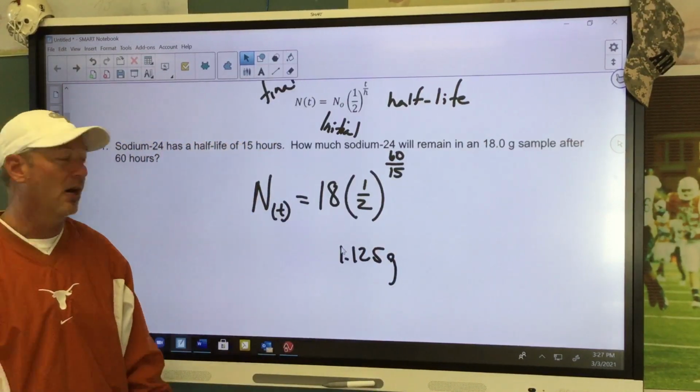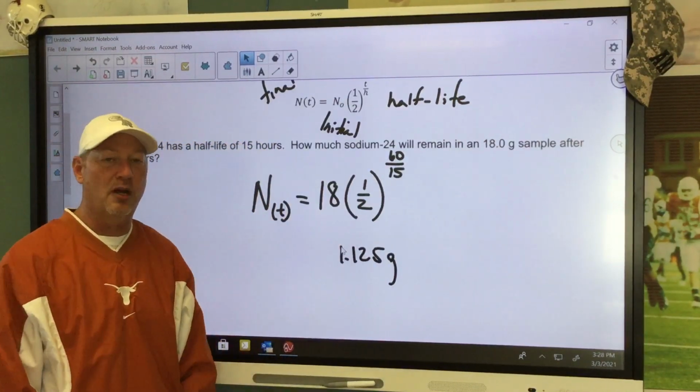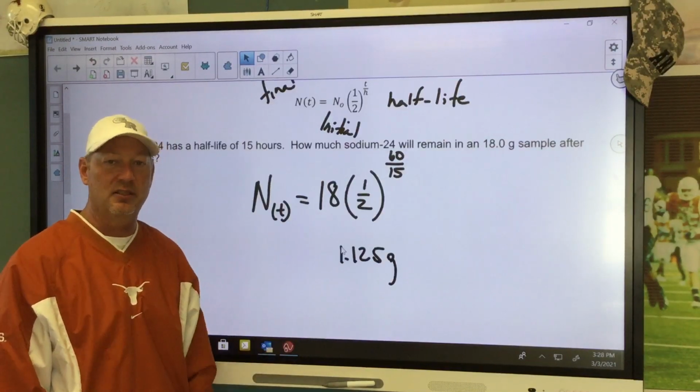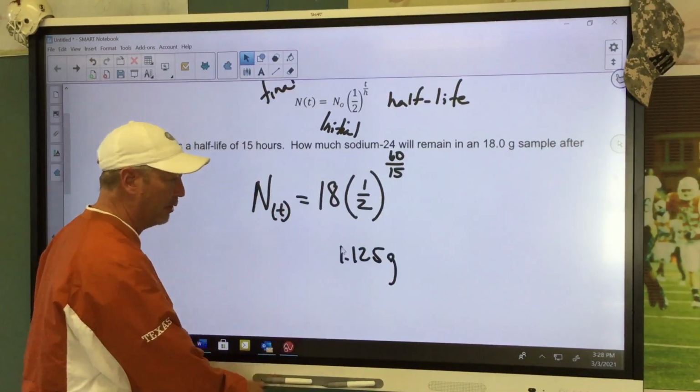It's that simple. Now, always in the last two problems when we're solving for the final amount, that was our favorite one. It's the easiest one. Okay? Let's try another example.